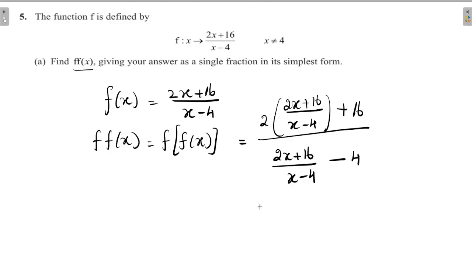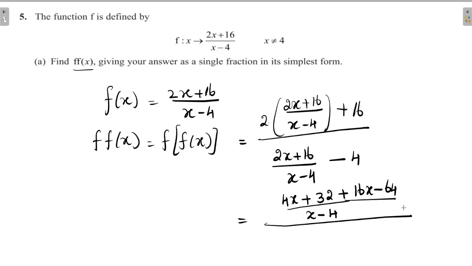minus 4. Now we can simplify. The numerator is going to be 2 times 2x plus 16, with x minus 4 as the LCM. So 2 times 2x is 4x, plus 16 times 2 is 32, plus 16 times x is 16x, minus 16 times 4 is 64.